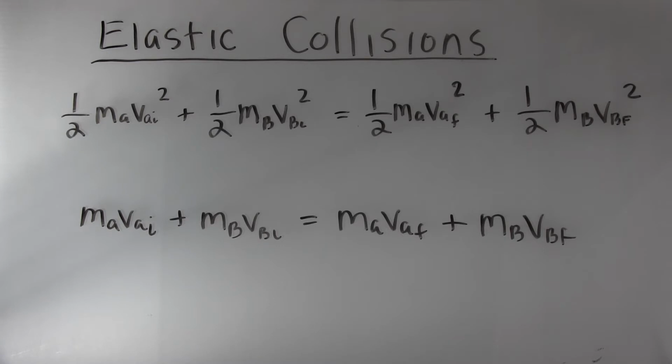The top equation is an illustration of the conservation of energy, kinetic energy, where we have the kinetic energy of mass A plus the kinetic energy of mass B before collision equals their combined kinetic energies after collision. The second equation illustrates the conservation of momentum, where we have the momentum before collision is equal to the momentum after collision.